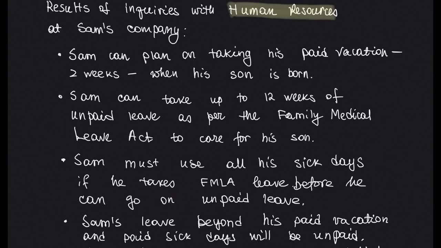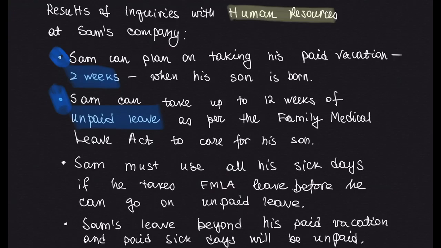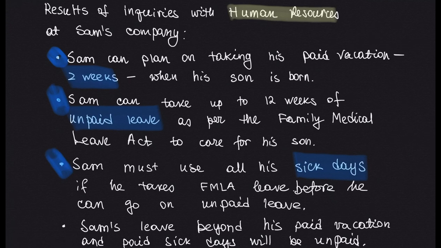And as a result of this conversation with human resources, Sam has found out that he can plan on taking his paid vacation, which would be 2 weeks, when his son is born. Sam can take up to 12 weeks of unpaid leave as per the Family Medical Leave Act to care for his son. Sam must use all his sick days if he takes the family medical leave before he can go on unpaid leave. Sam's leave beyond his paid vacation and paid sick days will be unpaid.